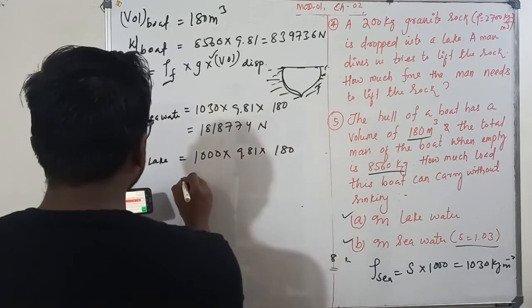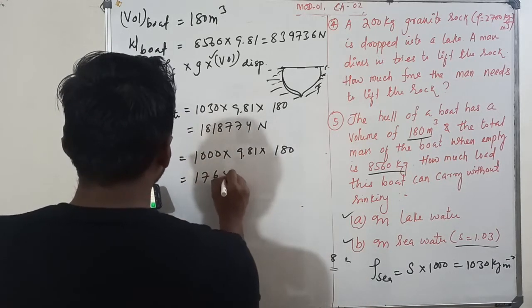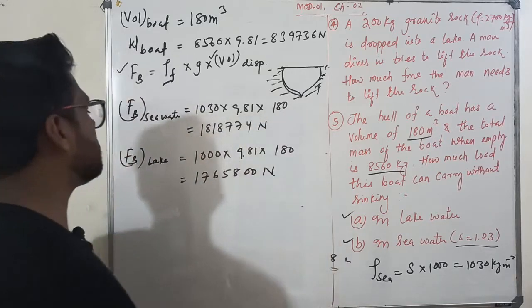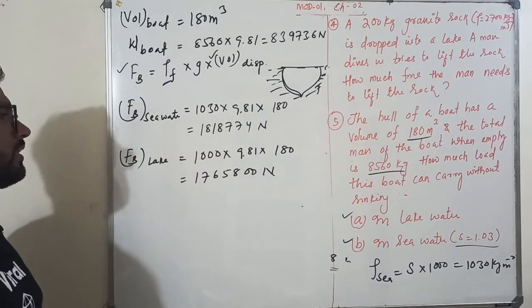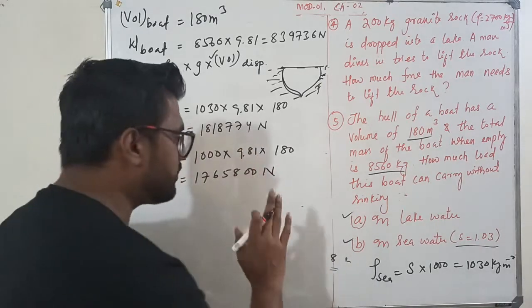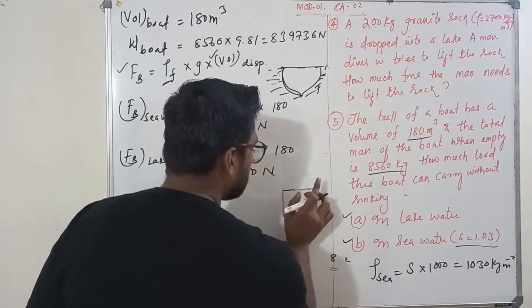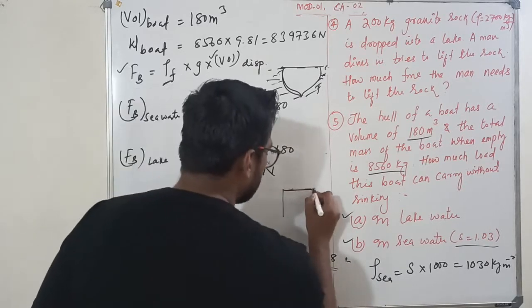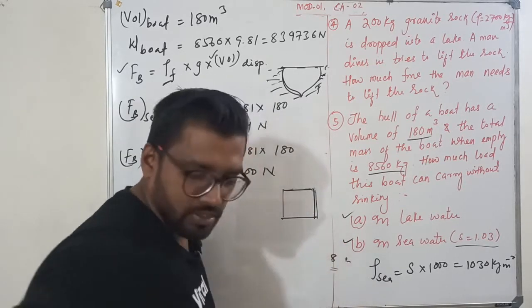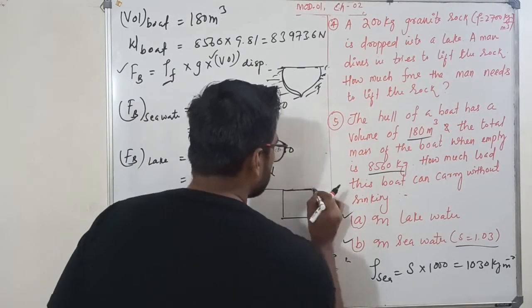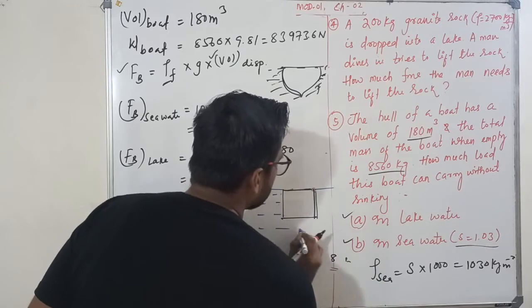So what did you get, sir? 1,765,800 Newton. This much is the force of buoyancy that the lake is offering. That means what? Let us discuss this. This much portion is completely inside the fluid.